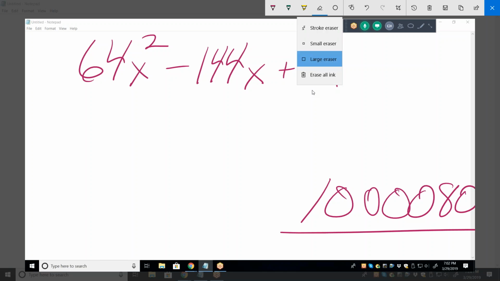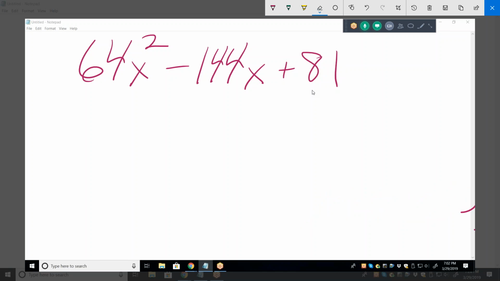And those kind of rules really come in handy when you're trying to find greatest common factor. Well, 64 is only divisible by 8s and 4s and 16s and numbers like that. So I can't find a single number that divides evenly into all three of these numbers. So I'm going to have to work with this quadratic.